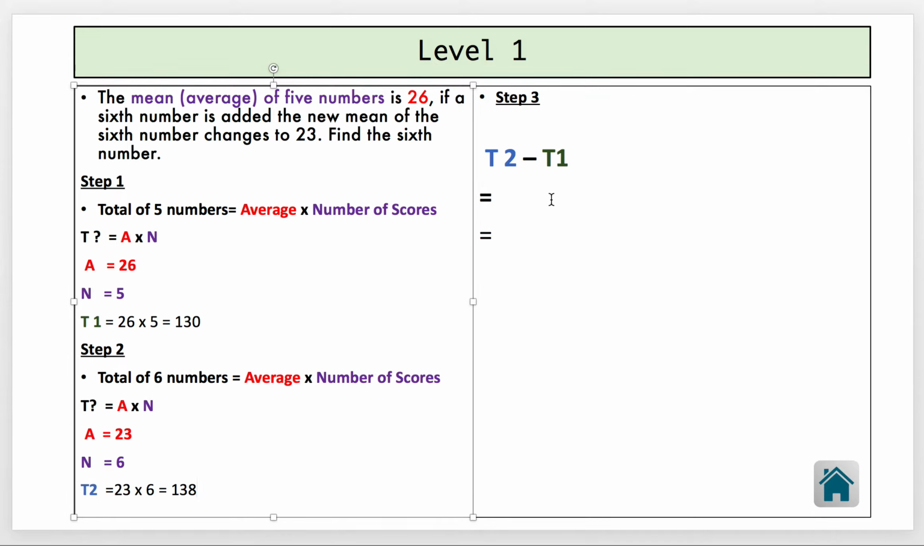Now, step 3, we still haven't found that number. So let's keep going. It's telling us T2, which is here, minus T1, which is here. So we're going to use our answer, 138 minus 130, which gives us 8. So this is one possible way of finding this solution.